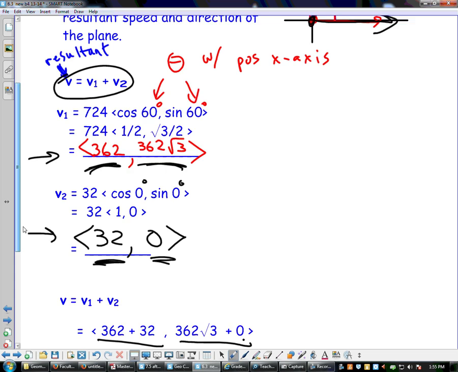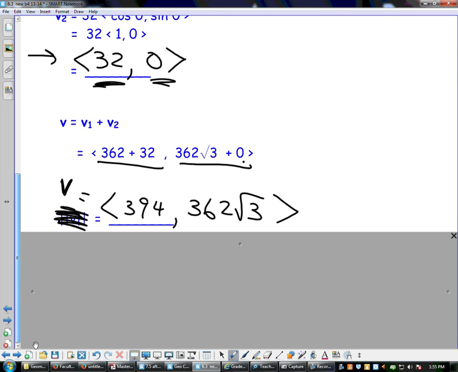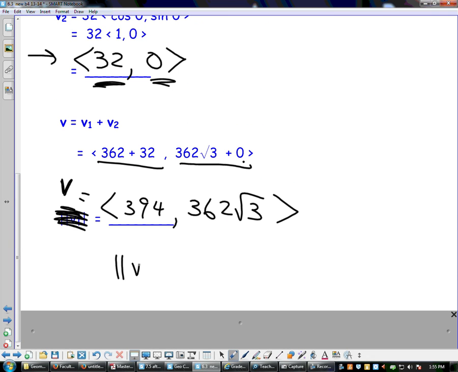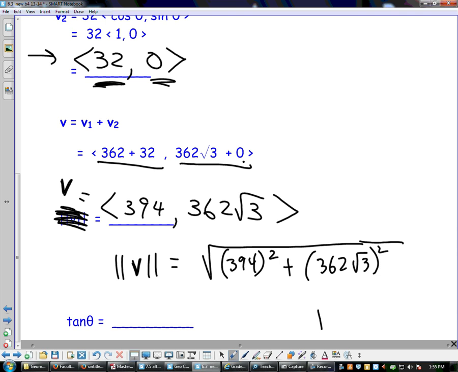Okay, so what is the question asking again? We're supposed to find the resultant speed and the direction of the plane. We're not done yet, Cole. But wait, there's more. So if we want to find the magnitude, that's going to be the resultant speed. So let's do that. We're going to find the magnitude of the resultant speed. A little help with your calculator, please.